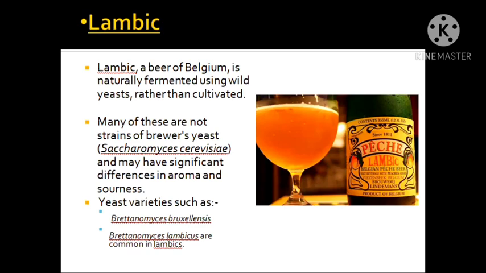Yeast varieties such as Brettanomyces bruxellensis and Brettanomyces lambicus are common in lambics. So the wild yeast name is Saccharomyces exiguus, also known as S. minor. You can note down that lambic beer uses wild yeast, and the wild yeast name is Saccharomyces exiguus, also Saccharomyces minor.